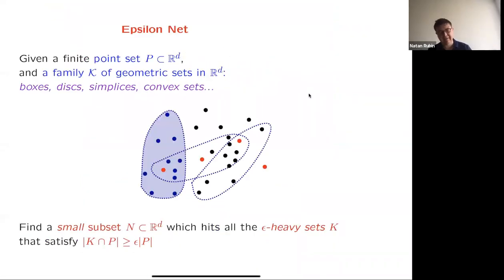What is an epsilon-net? Suppose we are given a finite point set in dimension d, and we also have a broadly defined family of geometric sets in the same ambient geometric space. And suppose we are dealing with boxes, these indices of convex sets. And our goal is to find a hopefully small set of points with a property that for every epsilon heavy set from our family of geometric sets, which encompasses at least an epsilon fraction of all the underlying points, we would pierce it by at least one point of our net.